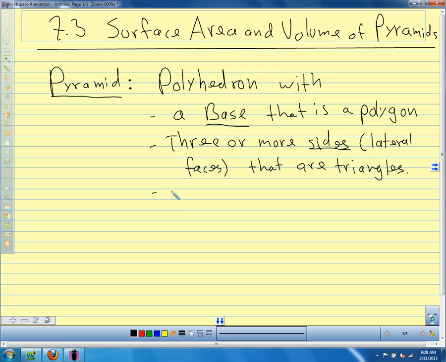And just like prisms, we name pyramids by the shape of their base. So we have square pyramids, we have triangular pyramids, we have rectangular pyramids. So we name them by the shape of their base.